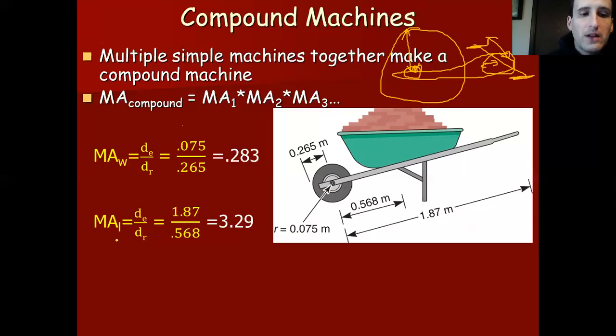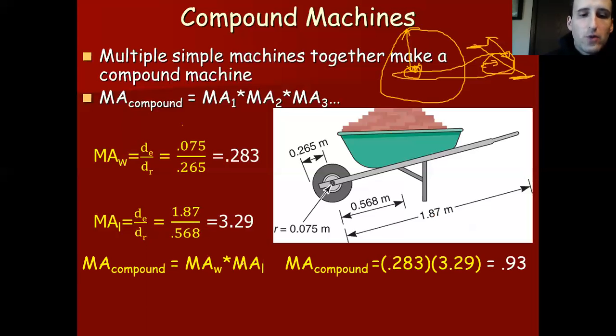But with the lever arm of the wheelbarrow, we get a mechanical advantage above 1, right? So we're lifting at this large distance from the fulcrum, 1.87, and the dirt is being lifted at this smaller distance. So 1.87 divided by 0.568, and so we get a little bit over 3. So those are the 2 individual mechanical advantages. We put them together. The wheel times the lever arm gives us the compound: 0.283 times 3.29. We get an overall mechanical advantage that's a little less than 1.